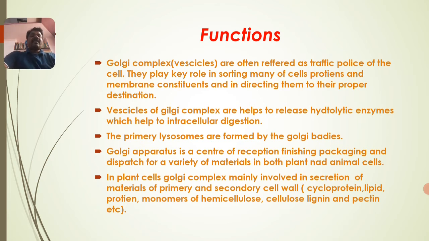In plant cells, the Golgi complex is mainly involved in the secretion of materials of the primary and secondary cell wall. Remember, we know about the cell wall. The cell wall consists of two layers: one is the primary layer and the other is the secondary layer. They are also called the primary wall and the secondary wall. Those have a composition, and that composition is secreted from the Golgi complex.